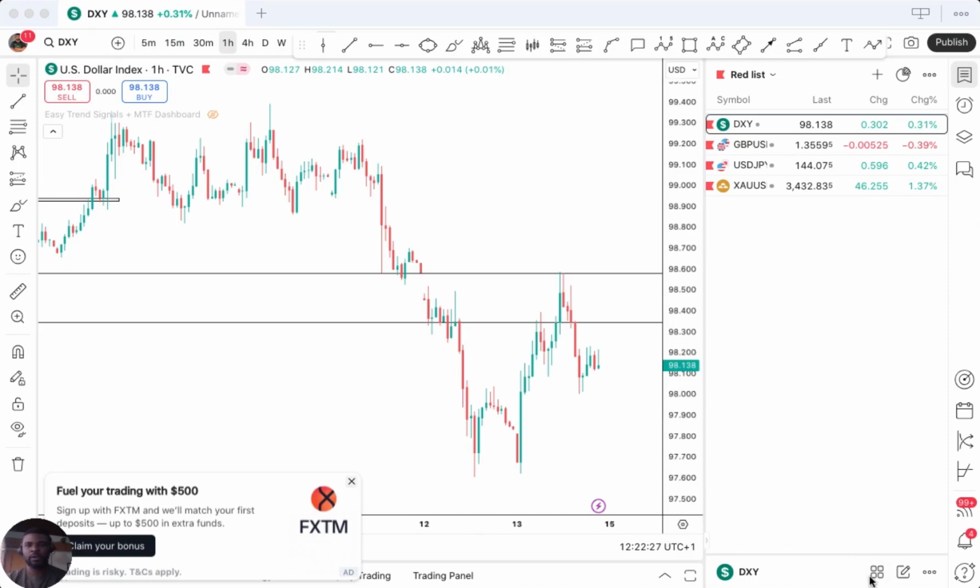Alright guys, welcome back to another episode on Optimal Trader Cycle, and today I am going to be giving you guys a breakdown on what is happening in the market, right? And currently I am on DXY, so we are going to look at the performance of DXY, and at the same time we are going to look at other markets like GU, USDJPY and gold.